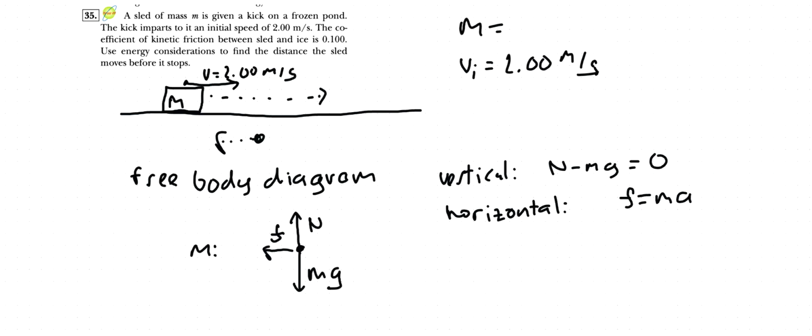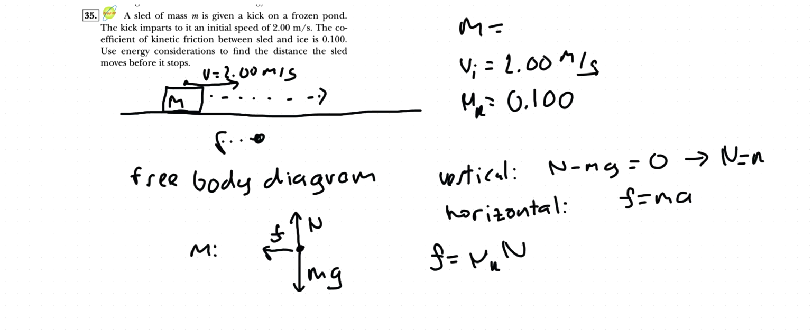We know that the friction force is equal to the kinetic friction coefficient, 0.100, which I forgot to write among the input data, times the normal force. From the first equation of motion, the normal force is equal to the gravity force. So we know the magnitude of the friction force, at least if we knew m.